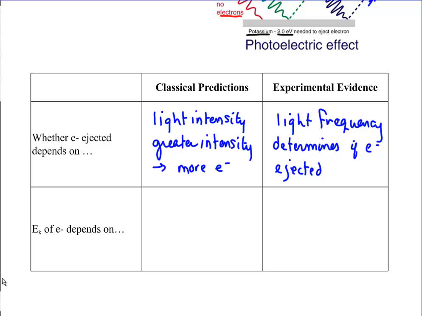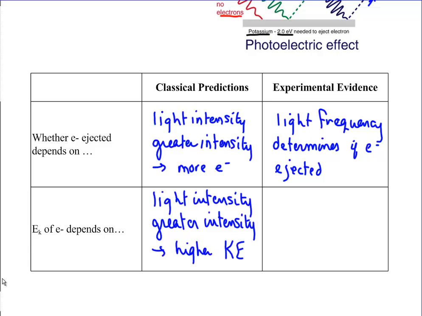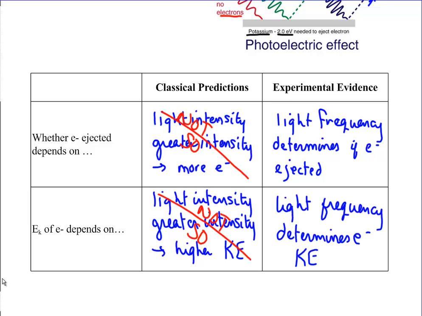Kinetic energy of the electrons being knocked off, again, light intensity was predicted. And it was predicted again that the more intense, the more kinetic energy. Again, what was found was that light frequency determines the amount of kinetic energy. So classical mechanics was no help at all in predicting what's going to go on with electrons being ejected from metal or in explaining the photoelectric effect.